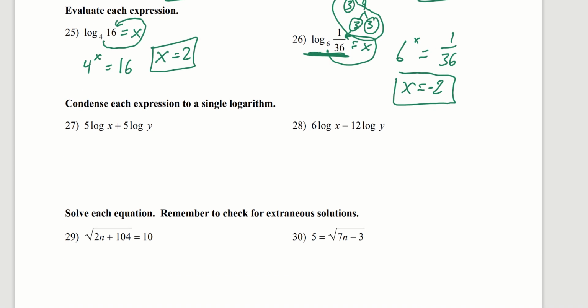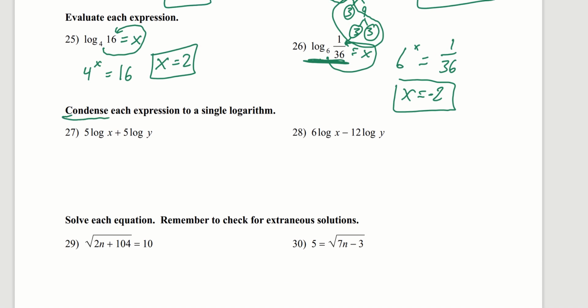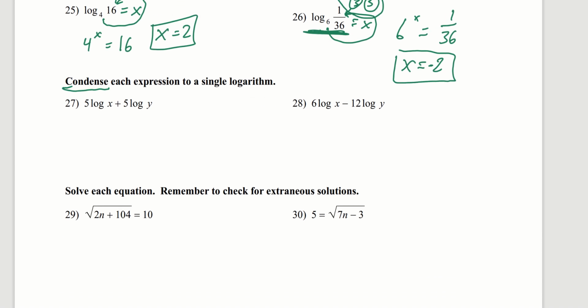All right, 27, I want to condense each of these expressions into one logarithm, and I can do that. So the first thing we talked about when we are trying to condense is we can take any number that's on the outside or in front of the logarithm, and I can move it up to an exponent of the value that I have. So this would be the same thing as log of x to the fifth plus log of y to the fifth. So that's the first step in condensing these.